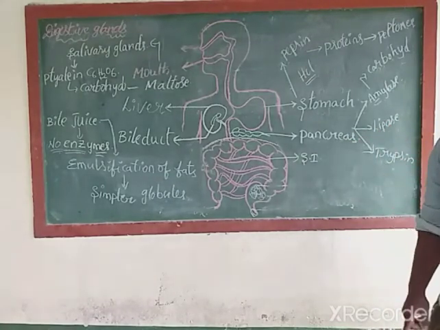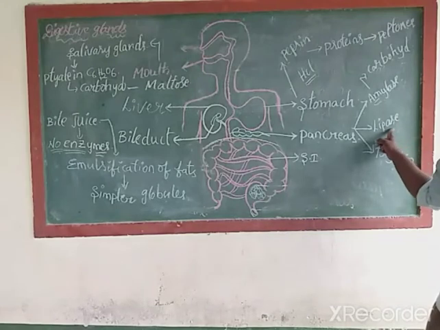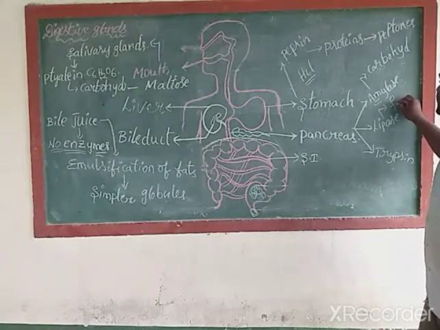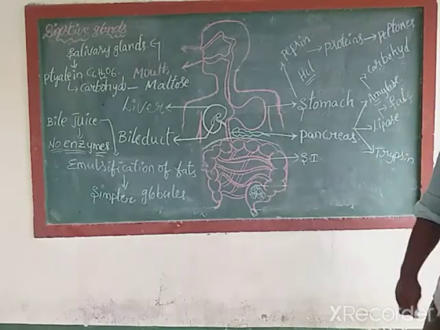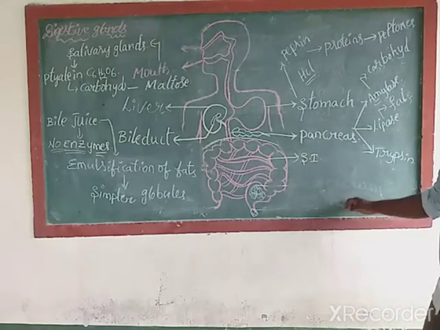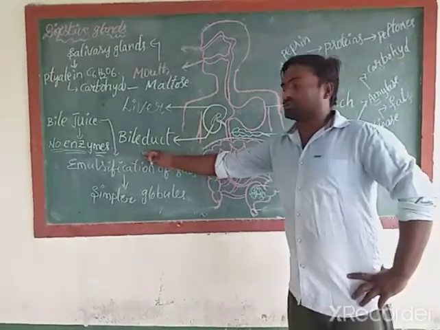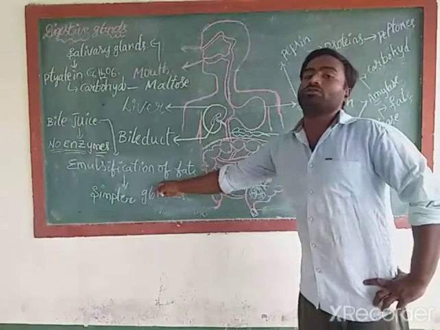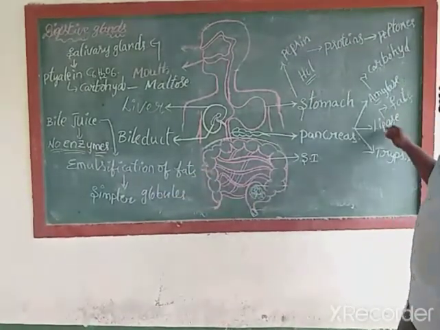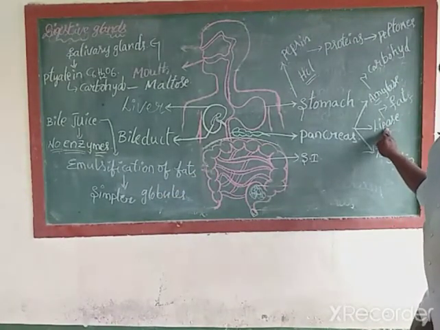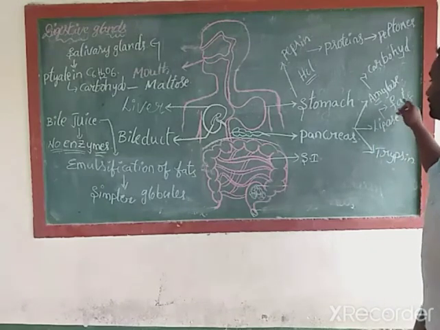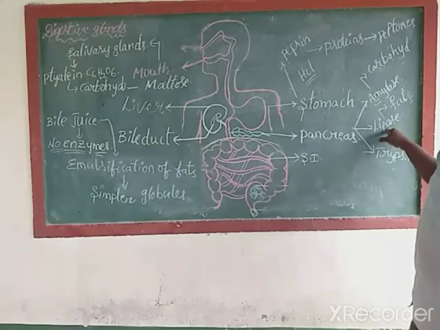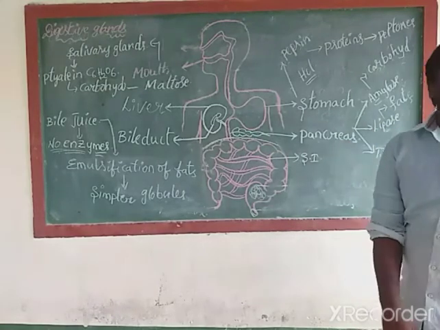Next, the pancreas releases another one, that is lipase. This lipase enzyme is useful for fats. It is similar to bile juice. Bile juice is useful for emulsification of fats into simpler globules. So here also fats can be digested, but here fats can be converted into simpler alcohols.